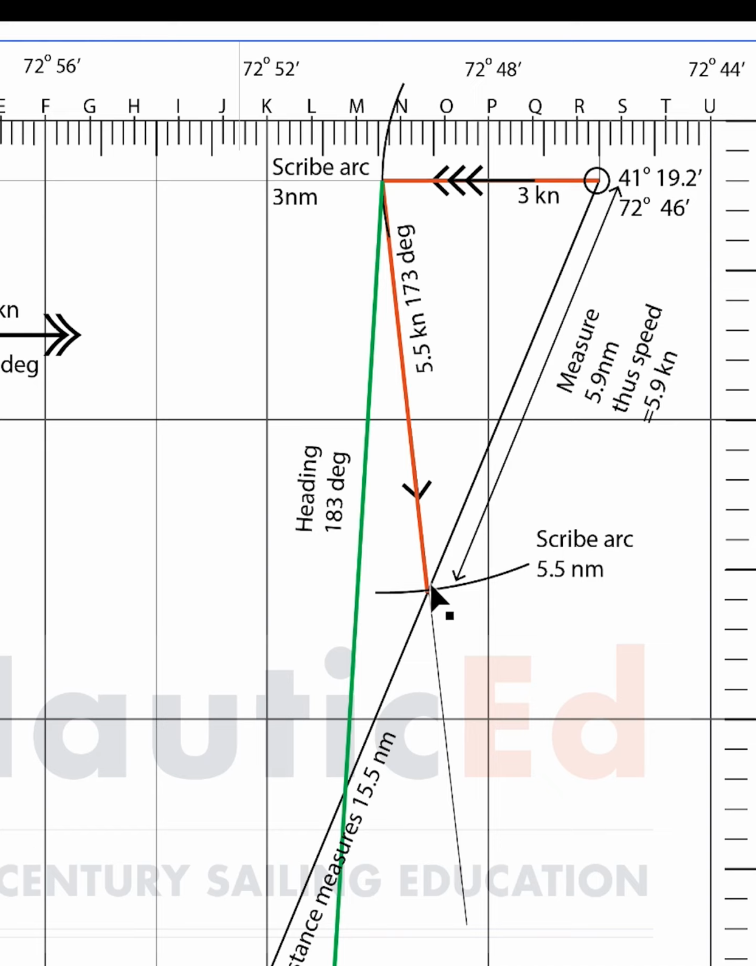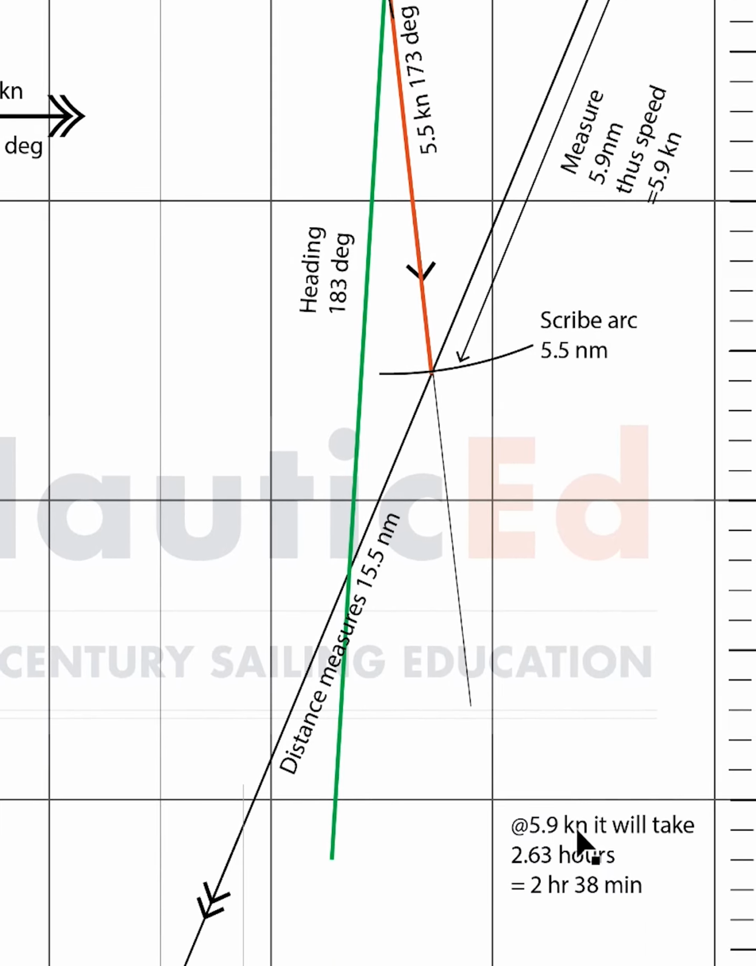Now what is the real boat speed? Because the current is helping us. It's driving us that way. We kind of want to go this direction, so that's actually going to speed us up a little bit. So in 1 hour, if we started there and ended up here, that would be 5.9 nautical miles, and in 1 hour that means we're traveling at 5.9 knots. So in 1 hour we would end up there. Now simple math: the distance is 15.5 nautical miles at 5.9 knots. It will take us 2.63 hours, or 2 hours and 38 minutes.